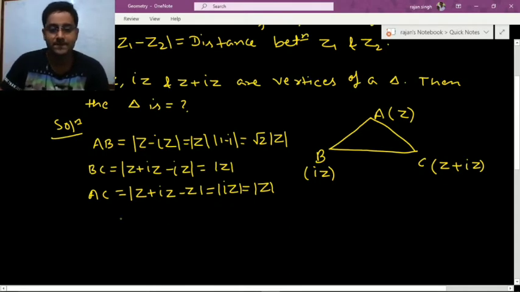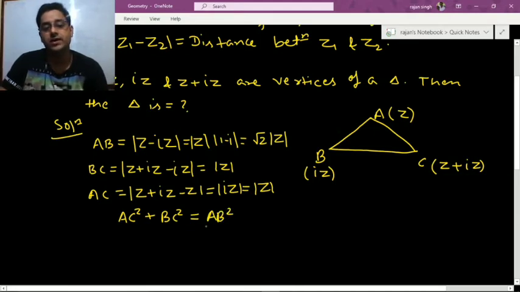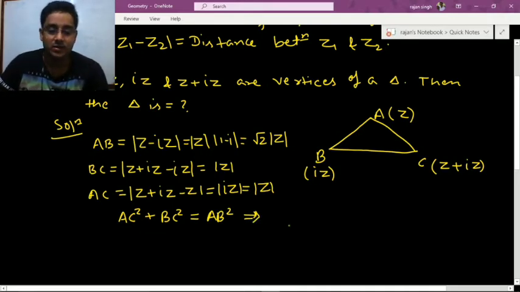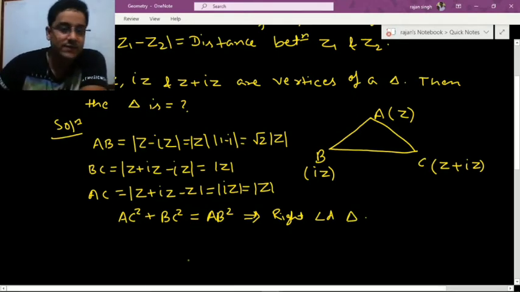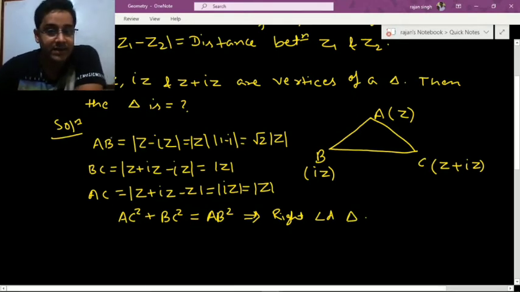What is this? Try to see. These three sides are satisfying the Pythagoras theorem. If the sides of a triangle satisfy the Pythagoras theorem, then the triangle is a right angle triangle. This is clear. That's a very basic question based on z1 minus z2 whole modulus.